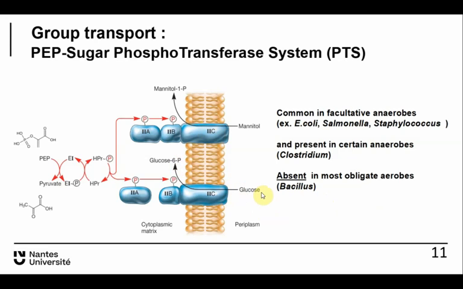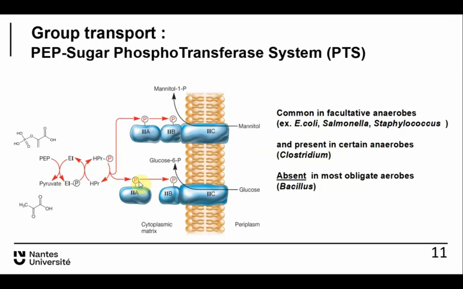And the energy for this, where does this come from? Well, it comes from the cleavage of a phosphodiester bond here on this protein that's part of the pore complex, protein 2B, which is phosphorylated. So the cleavage of this phosphate bond here will provide the energy to import the glucose and phosphorylate it at the same time. Okay, so where does this phosphate group come from?